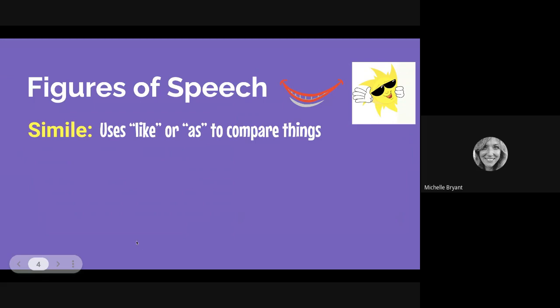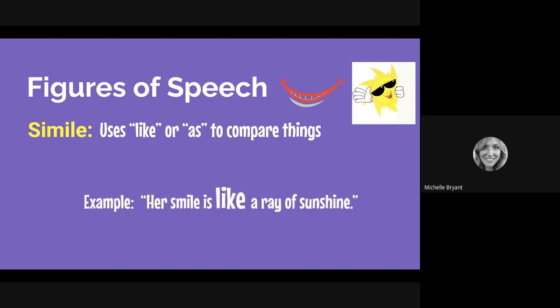All right, in your novel studies, you've done this, but figures of speech. Poets use a lot of figurative language to invoke your imagination. So similes, those use like or as to compare two things or more. So for example, her smile is like a ray of sunshine. That simile puts an idea in your mind of how big and happy her smile is.